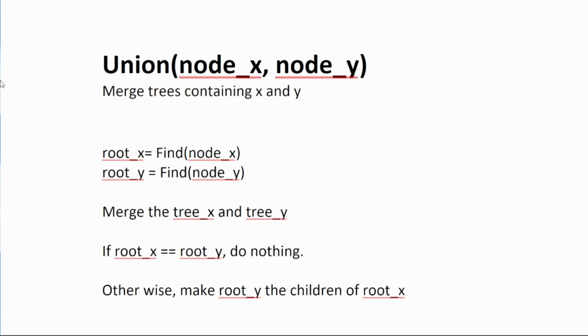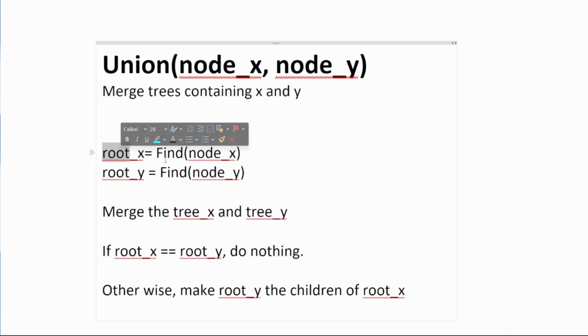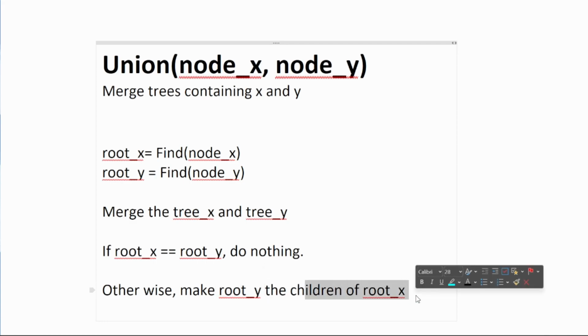Finally, we have the union function. You call the union function on node x and node y. What it will do is merge the 2 trees containing x and y. The algorithm works something like this. First, you find the root of x by calling find x. Next, you find the root of y by calling find y. And then you will merge the trees. How do you merge the trees? Here's what you do. You check if root x equals root y. If they're the same root, that means they're already the same tree, you don't have to do anything. Otherwise, you make root y the child of root x, essentially merging the 2 trees. Or you can make root x the child of root y.